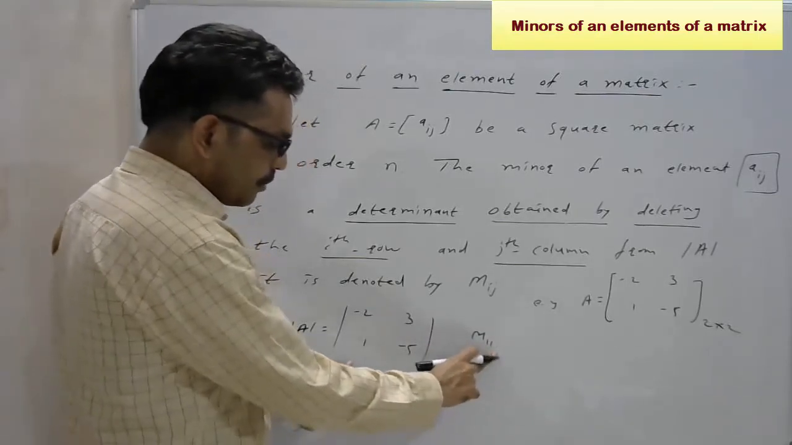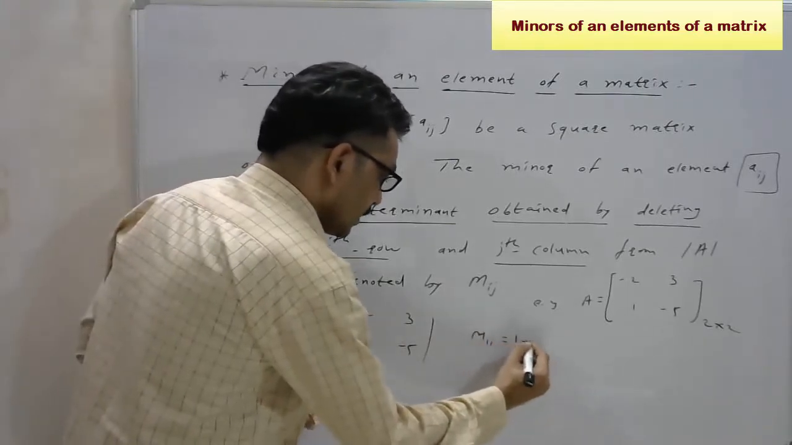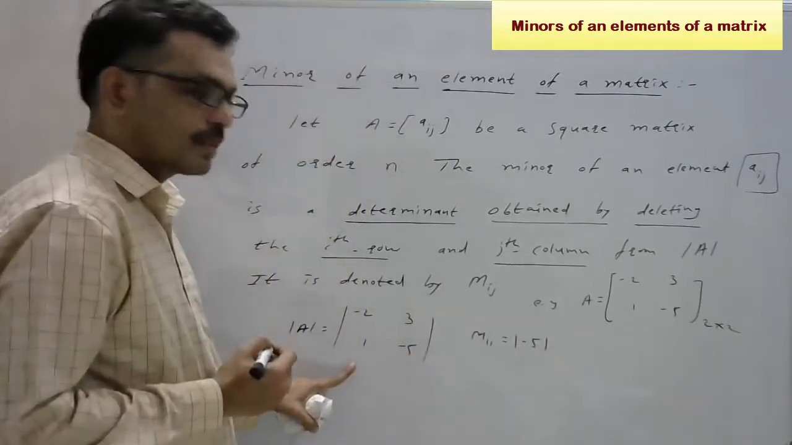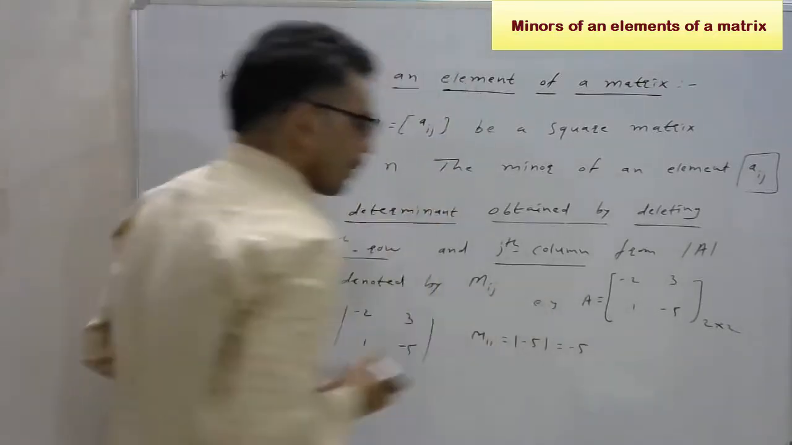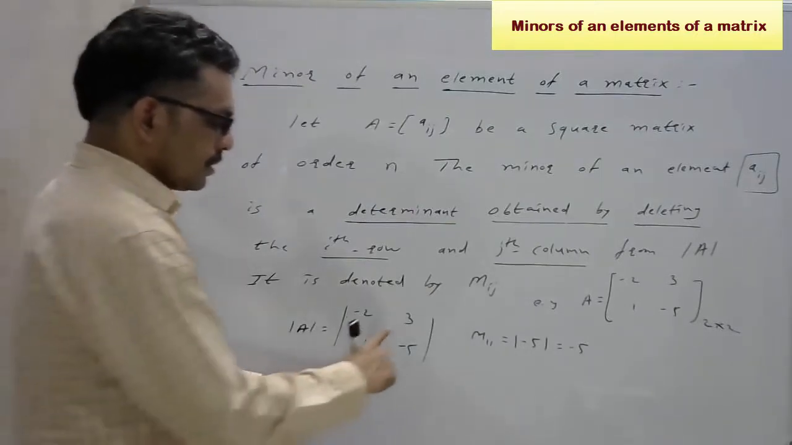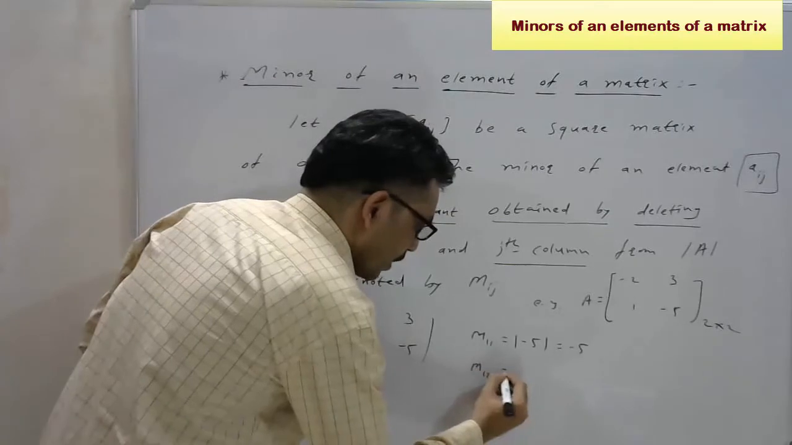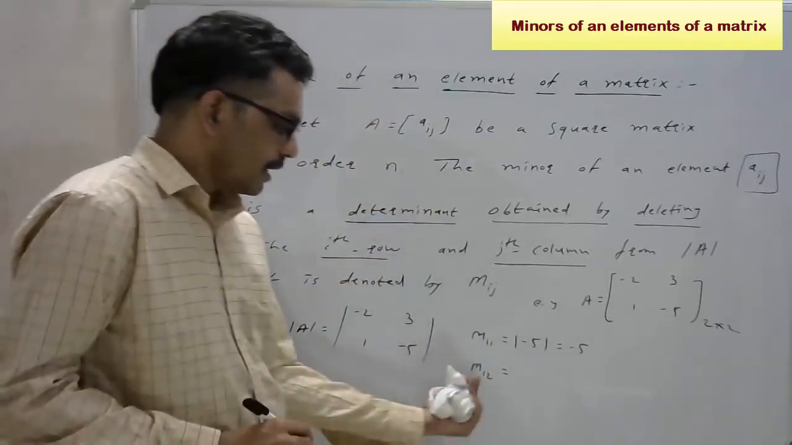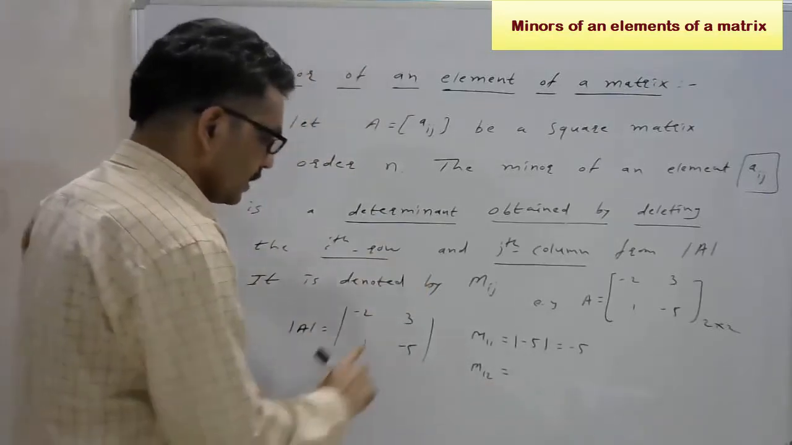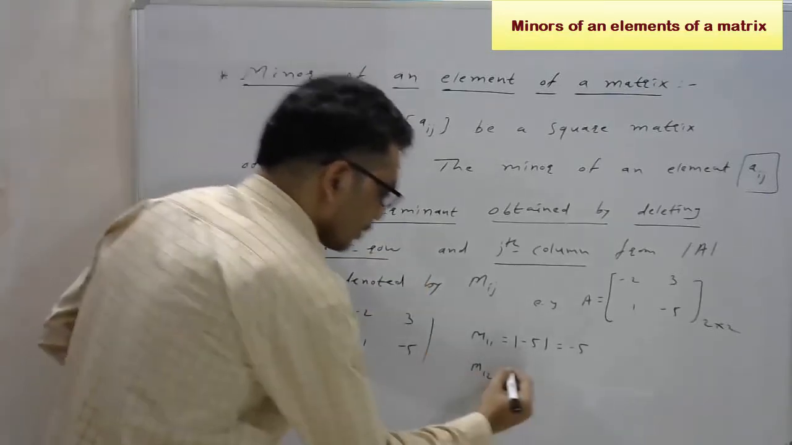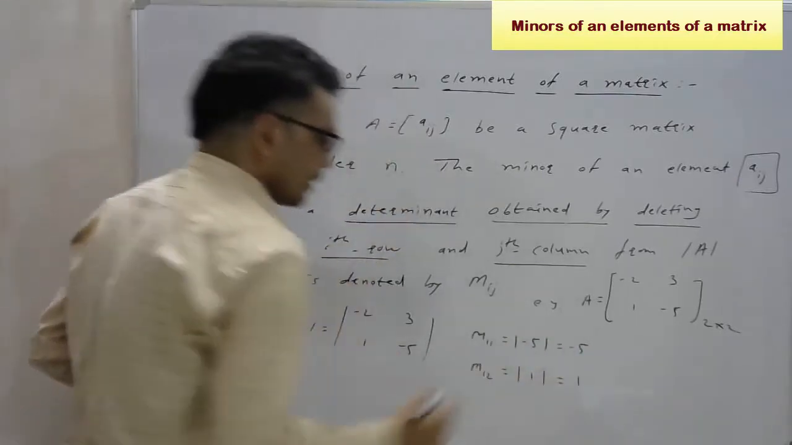M11 is obtained by deleting the first row and first column, so it is the determinant of -5, which is equal to -5. Now we will find M12. M12 means deleting the first row and second column. Then the determinant is of 1, which is equal to 1.